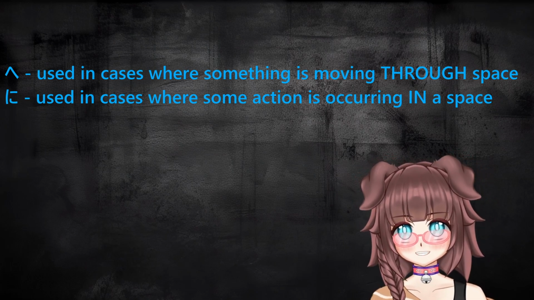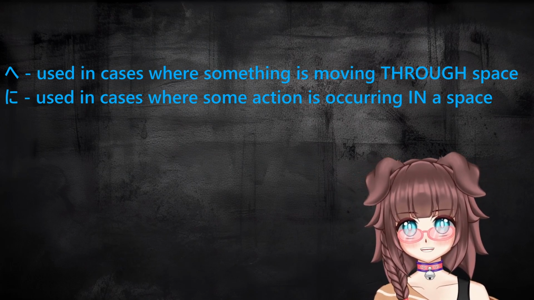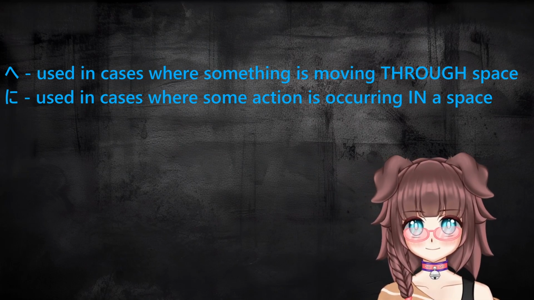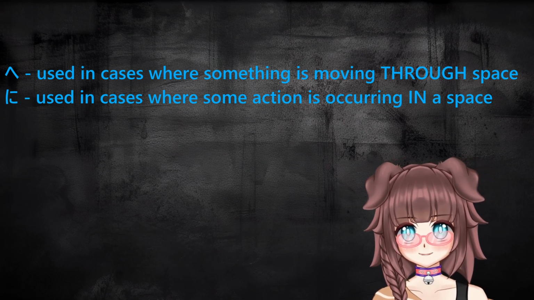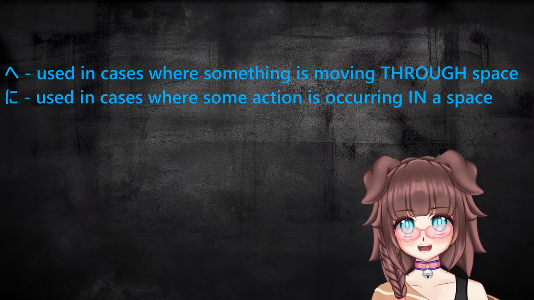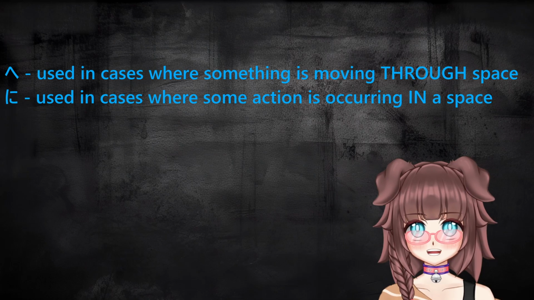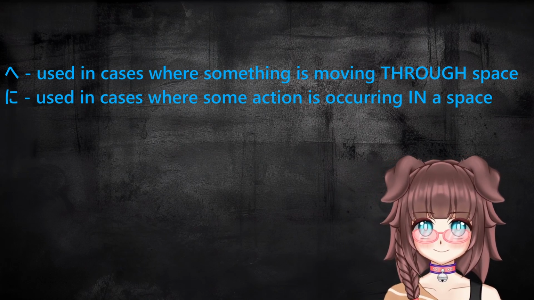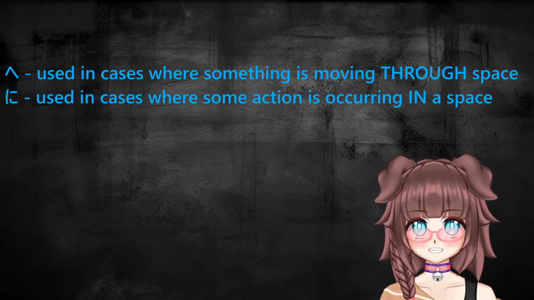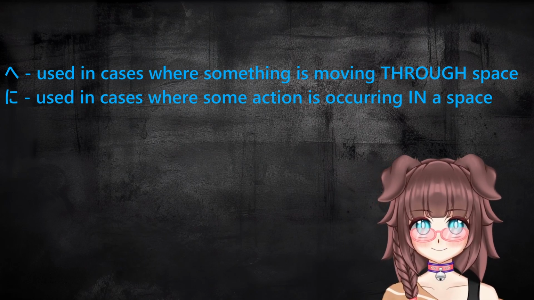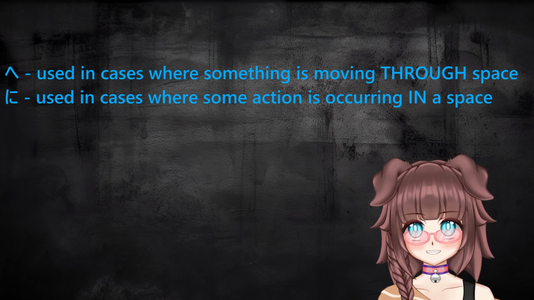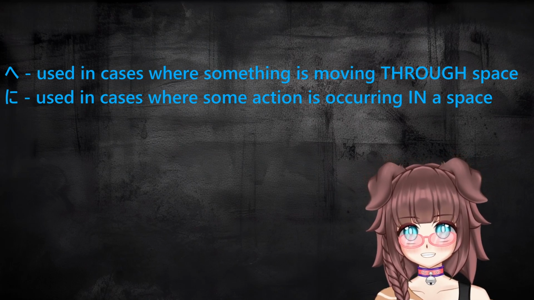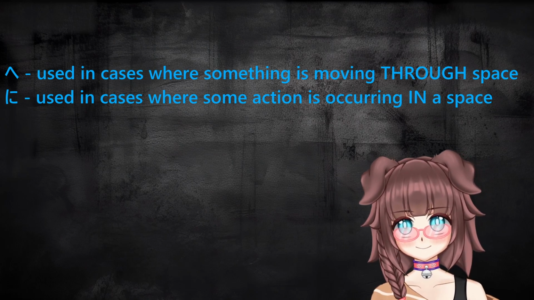The particle e is used in general sentences that involve some sort of movement from place to place, such as heading towards somewhere, even if that isn't your final destination. But ni is used to mark the destination of a verb, where something happens, or when something happens, because it's talking about specificity. Something happens finally in a place. And that's why I like to remember that ni means in.